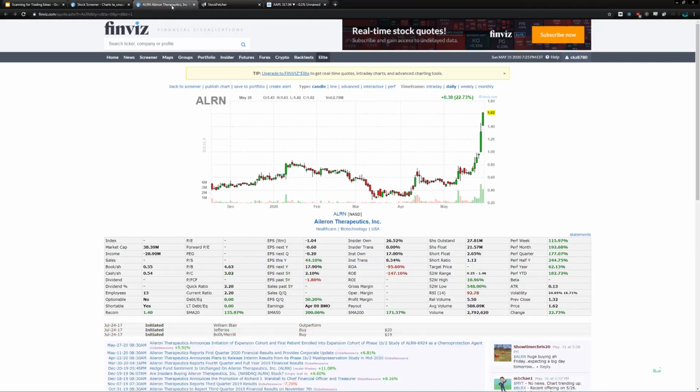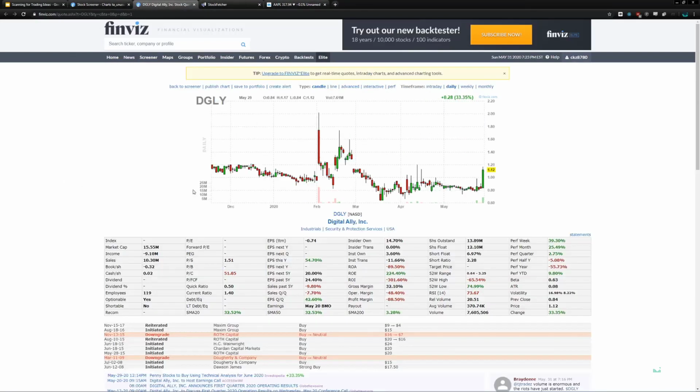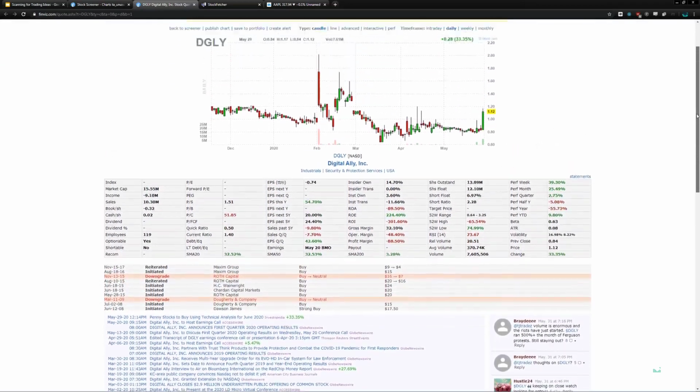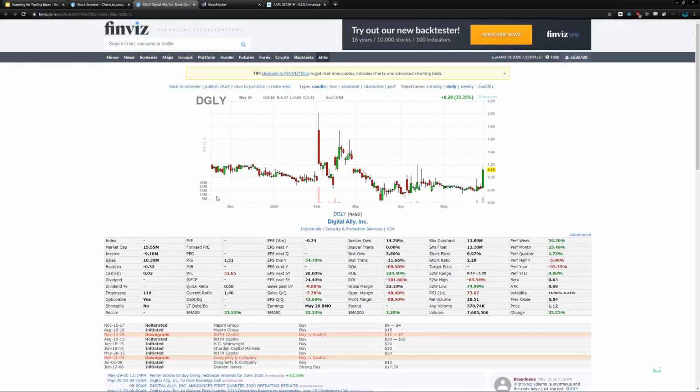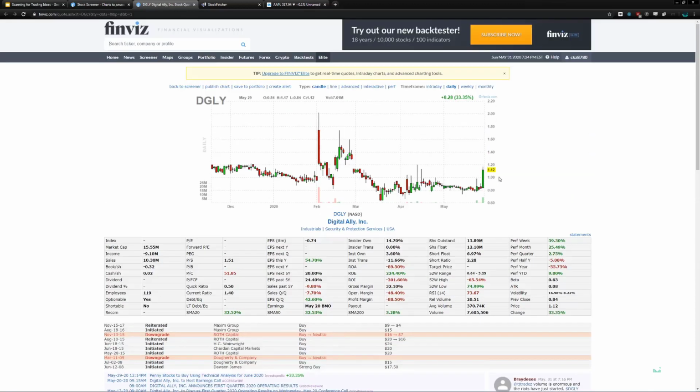Okay. So Aileron, Digital Ally, this one is interesting to me because they make body cameras and police equipment. With the protests going on right now, this one could be interesting to watch as well. You can see it was up 33% on Friday, and there was no news on Friday. There were no upgrades or downgrades, no SEC filings. This one just popped up out of nowhere.